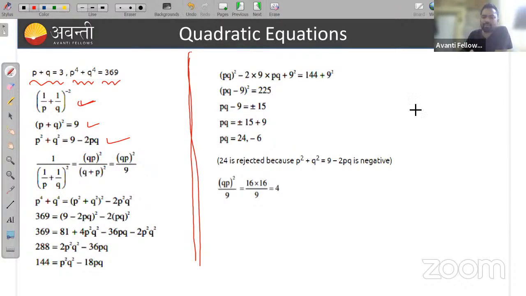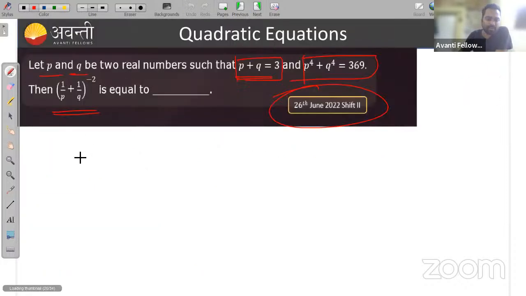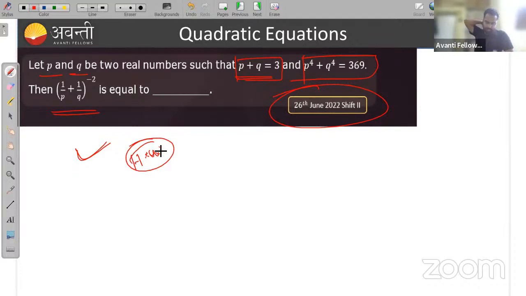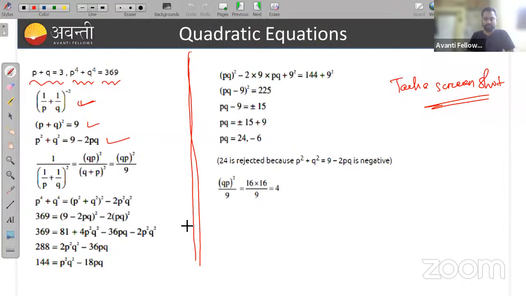You can take a screenshot of this question. It is an easy question. Just calculation is there, nothing else. Take a screenshot of these questions and try it at home. Guys, take a screenshot. Very good. This is the solution. You can take it also.